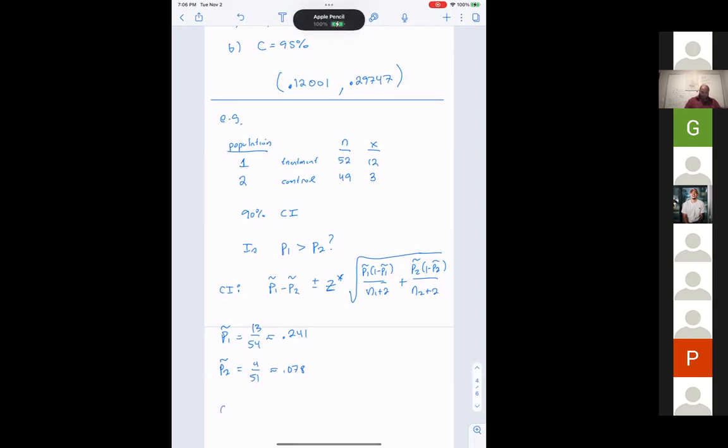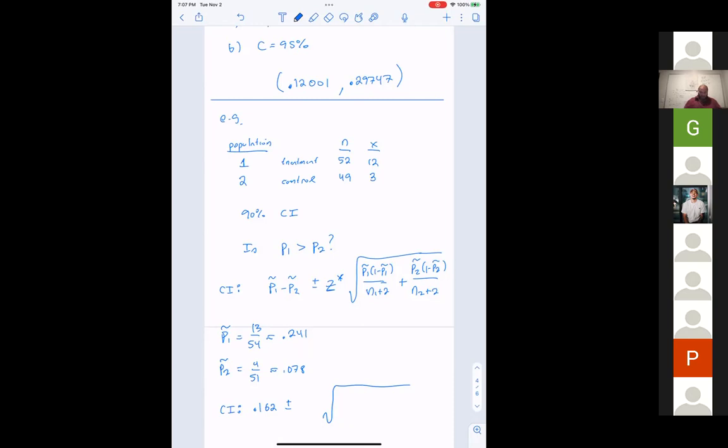So my confidence interval becomes P1 twiddle minus P2 twiddle. That's 0.162 plus or minus. Let's hold Z star for a second. And then we get P1 twiddle times 1 minus P1 twiddle divided by 54. And then we're gonna do P2 twiddle times 1 minus P2 twiddle divided by 51. We're then gonna add those two numbers and then square root them.